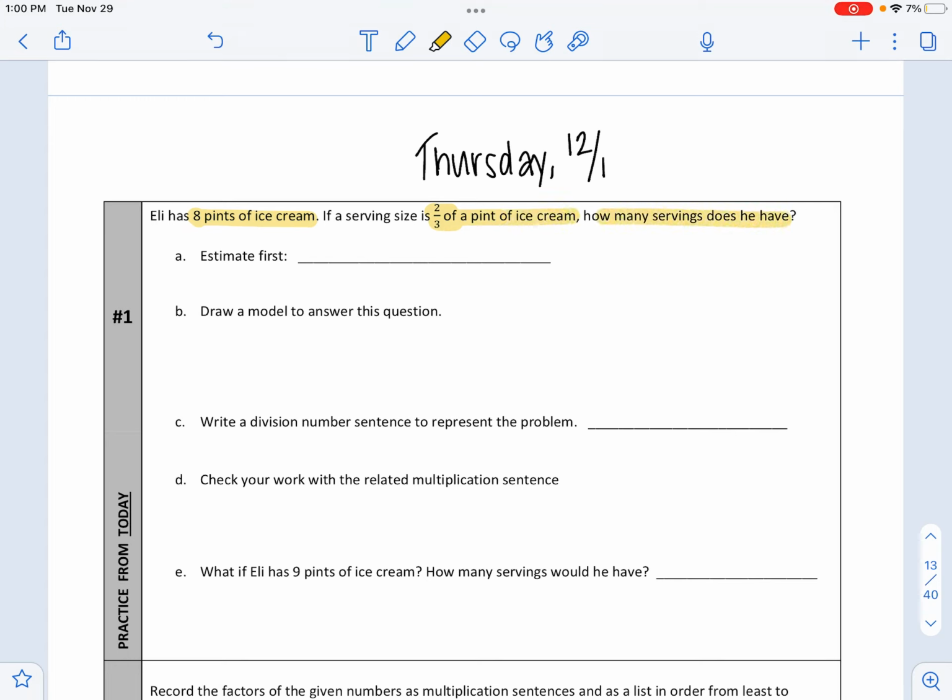Estimate first. So, if you know that he has 8 pints and a serving size is less than a pint, I want you to start by making an educated guess for how many servings of ice cream, because that's the question, how many servings of ice cream Eli has. Did you estimate yet? Okay, good.